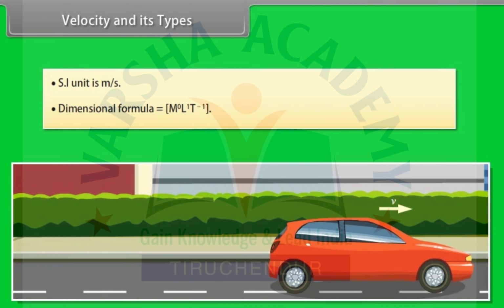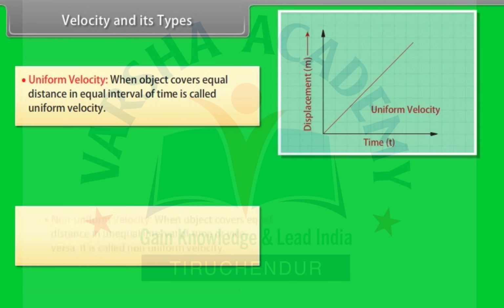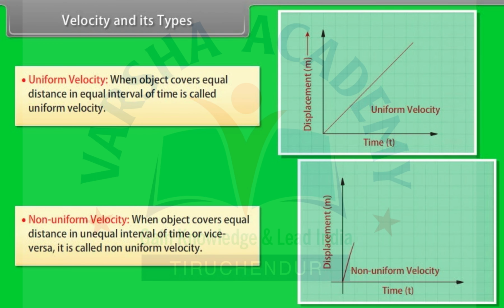Uniform velocity. When an object covers equal displacement in equal intervals of time, it is called uniform velocity. Non-uniform velocity. When an object covers equal displacement in unequal intervals of time or vice versa, it is called non-uniform velocity.